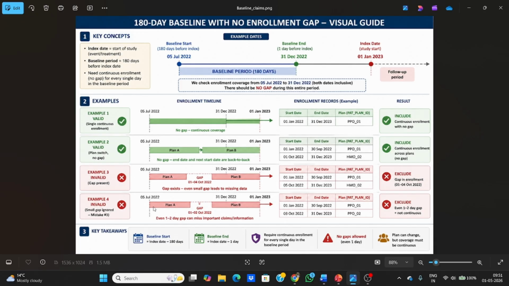Let's take the next example. The patient starts plan A till 30th September 2022, and plan B starts at 3rd October 2022 and ends at 31st December 2023. Now, even though there's a gap of just 1 to 2 days in the month of October, we still will drop this patient from the analysis because, again, there's a break in the enrollment period. The policy was not covering the entire baseline period. So this is a very important concept in claims databases where we look at the enrollment.